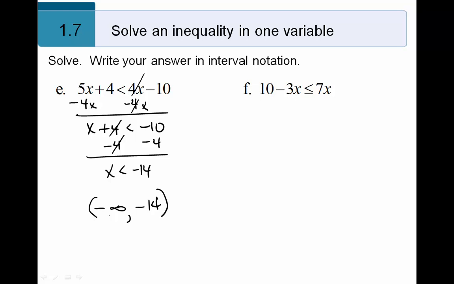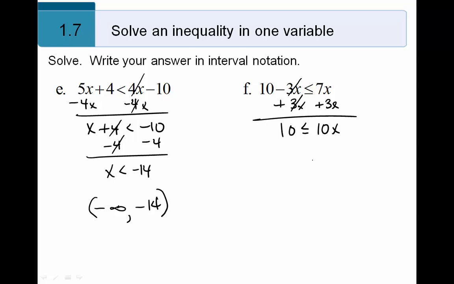Moving to F, I can see there's no need for step 1. We have no fractions, no grouping symbols, no like terms. Moving to steps 2 and 3, we need to get the variable term on one side and the number on the other. Since our only number is positive 10, let's leave it there, and let's move the negative 3x to the opposite side. To do so, we'll add a positive 3x to both sides. On the left-hand side, the x's cancel, giving me 10 is less than or equal to 10x.